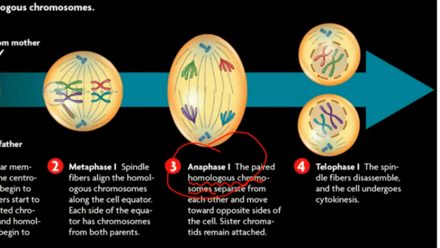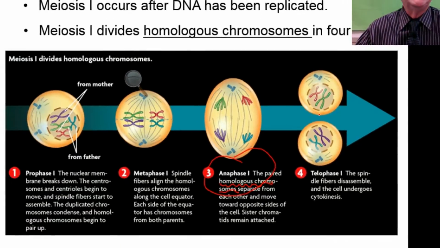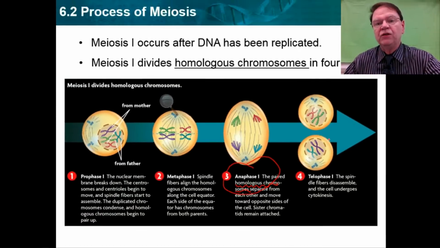So by the time we get to telophase 1 that you see pictured here, those homologous chromosomes that are closely related now have separated. And so now we go from a truly diploid state. In telophase 1, we're now in a haploid state because we have half the genetic information.